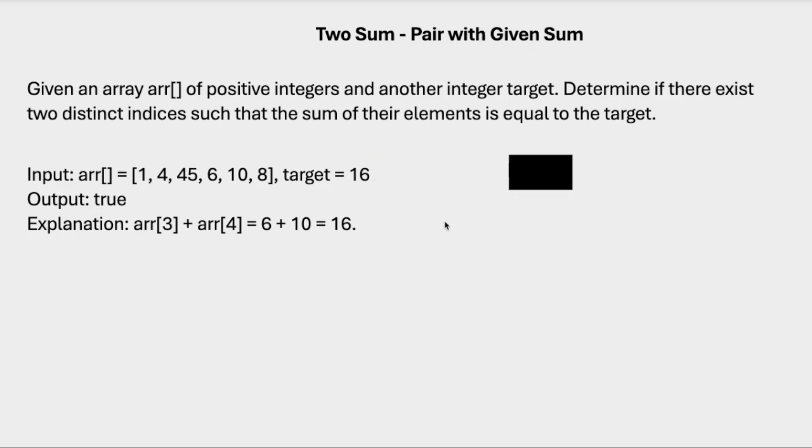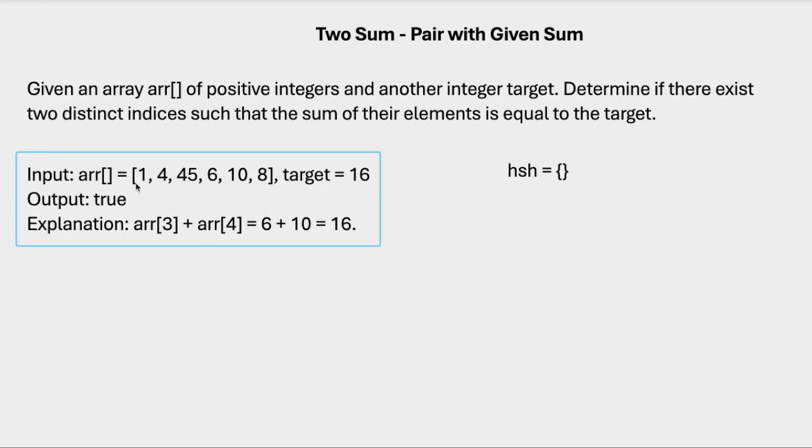Okay, so now to solve this particular question, what we can do is maintain a hash map over here. Then we can iterate over each element of this input array, and keep creating entries of each element that we are looping over in this hash map. And at every element, we will also check if we have already seen target minus current element in my hash map.